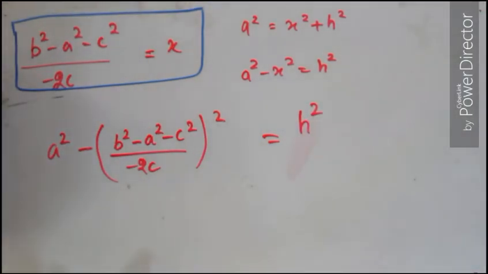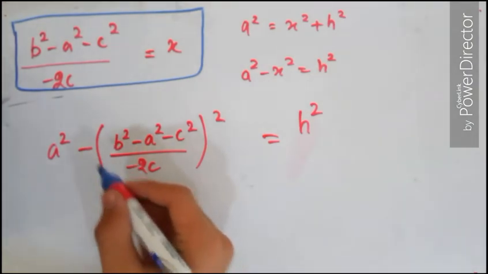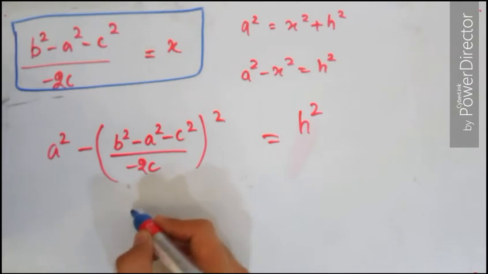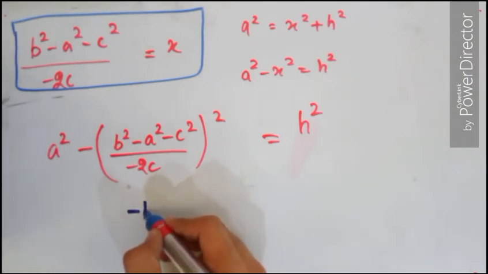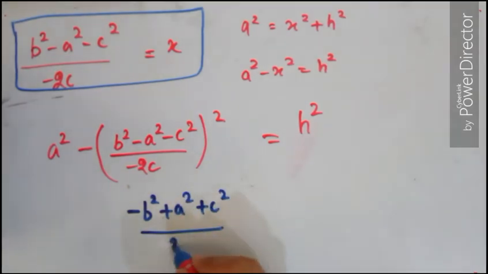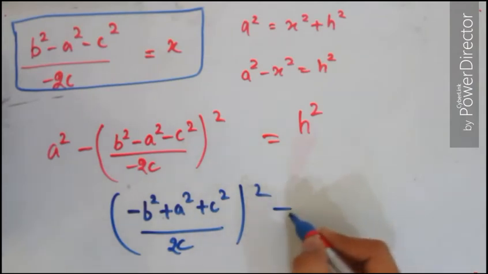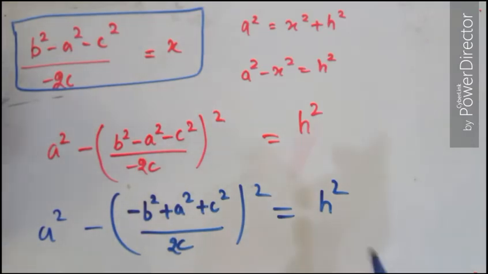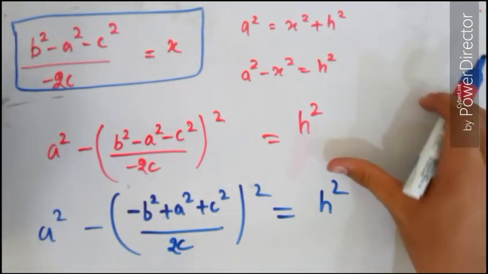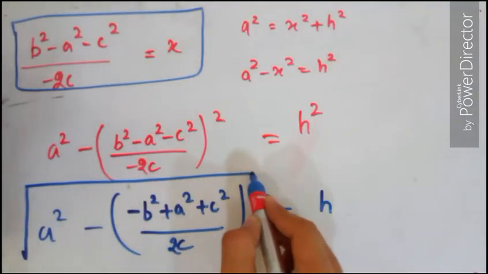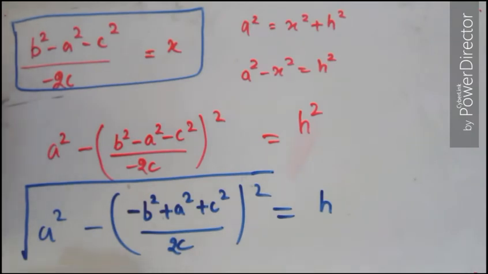Now, solving this further, we can take the minus into the numerator. This will become minus b squared plus a squared plus c squared upon 2c, this whole squared, is equal to h squared. And so from here, h is equal to the square root of all this.